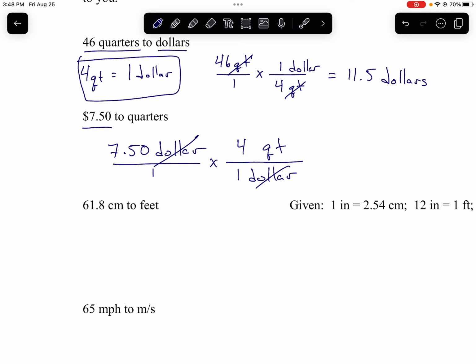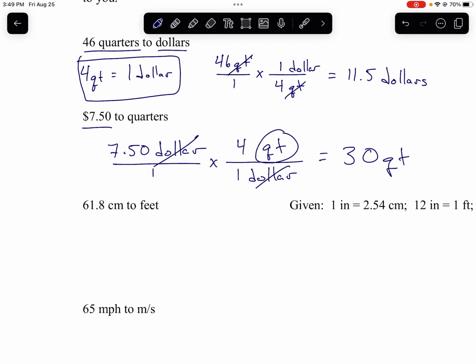Okay, so dollars have canceled. I've got my quarters. That's what I want. So I'm ready to calculate this through. I'm going to take 7.5 times 4, and that would give me 30 quarters.